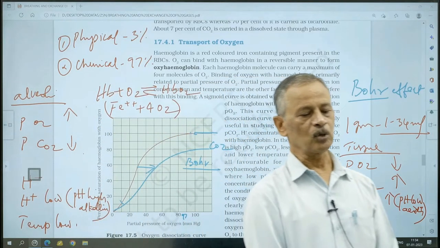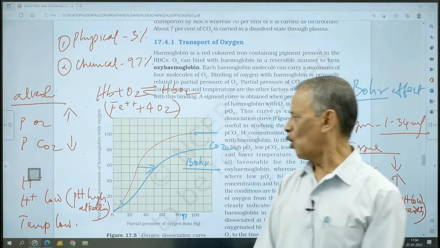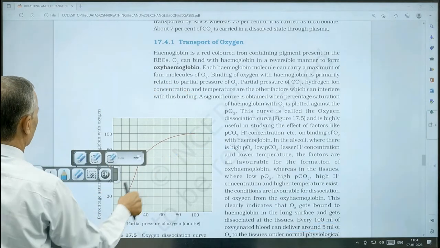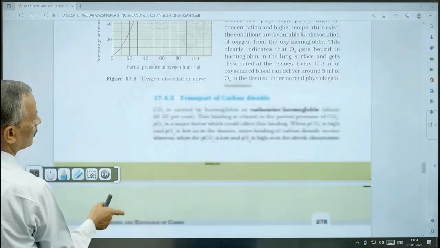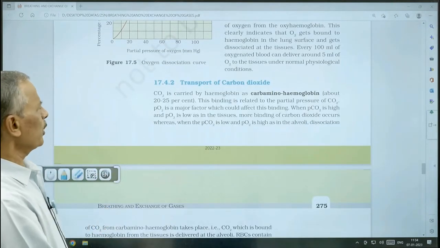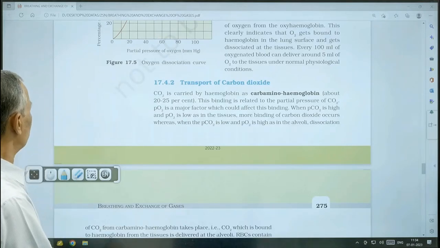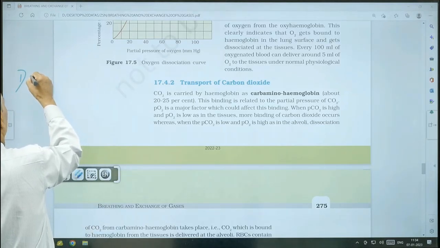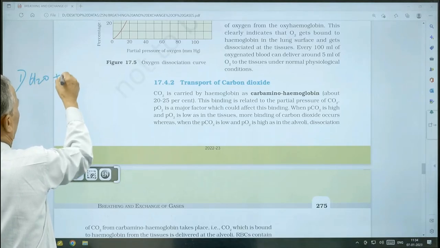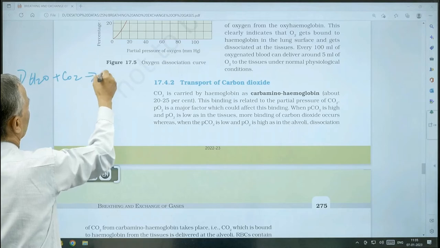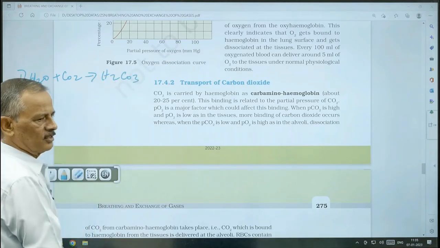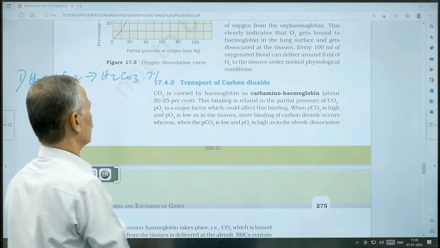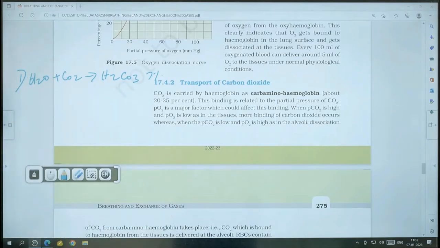Clear? That's about the transportation of oxygen. Now coming to the transportation of carbon dioxide. Carbon dioxide is transported in three different forms. What are they? One, in a physical form. Remember, carbon dioxide can combine with water, forming carbonic acid. So about 7% of carbon dioxide is transported in this way, in a physical form.